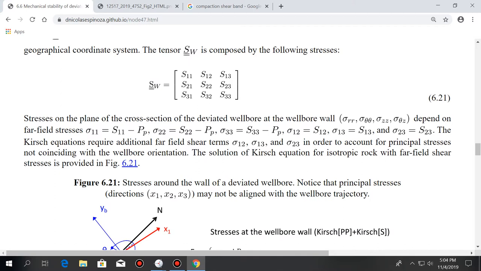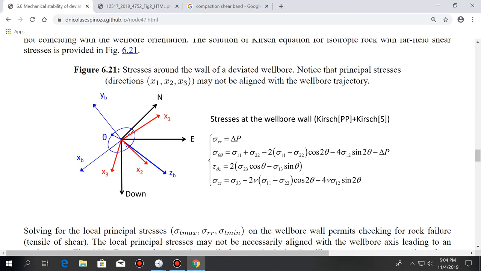And once you have that, you're going to have this stress tensor in the coordinate system of the wellbore, where the first element goes from the center, this is a cross section of the wellbore, towards the lowest point of the wellbore. The second element goes from the center towards a side point on the wellbore, but it's on a horizontal plane. And the third one goes along the direction of the wellbore. That's the coordinate system of the wellbore.